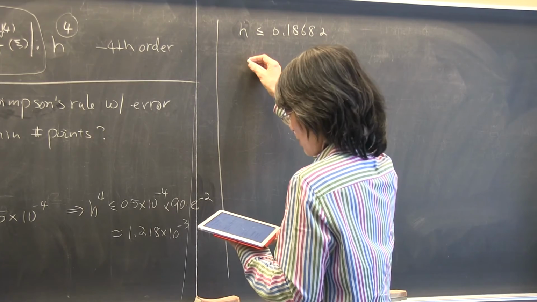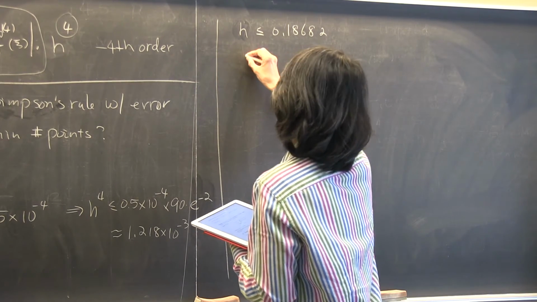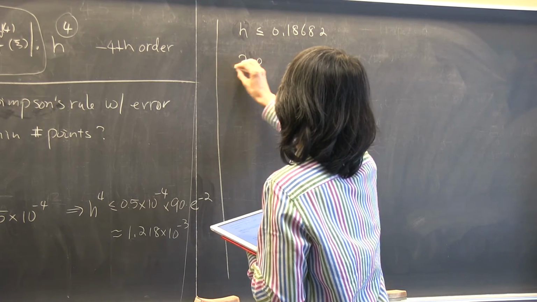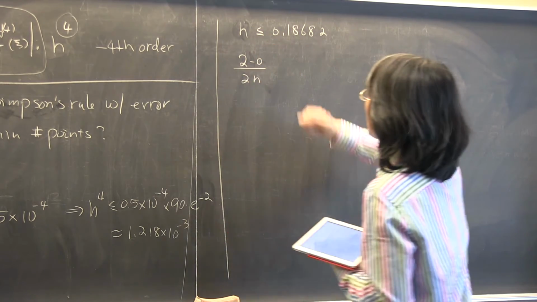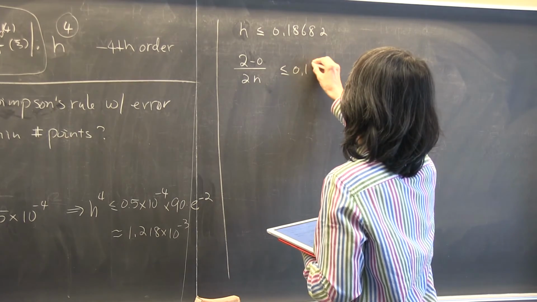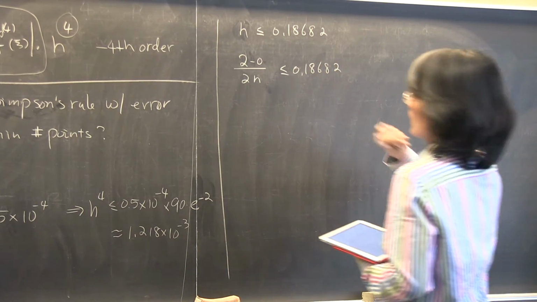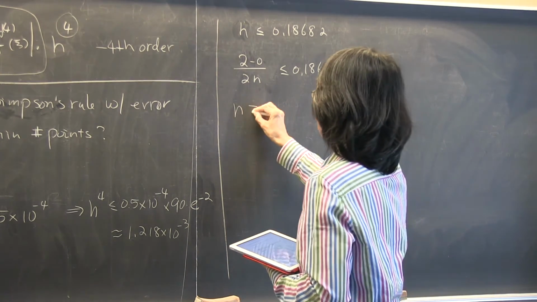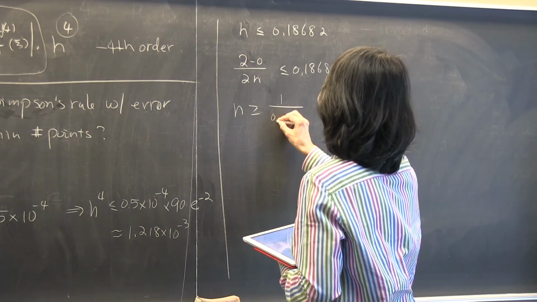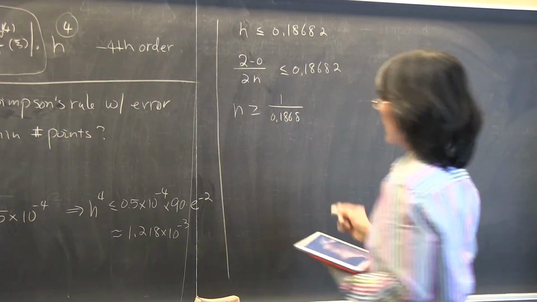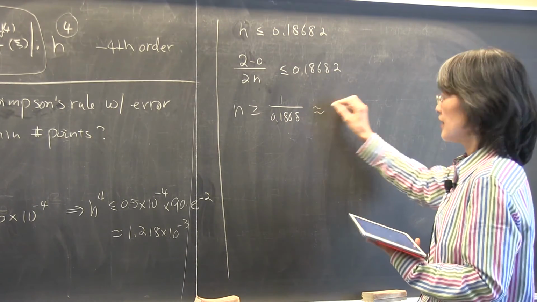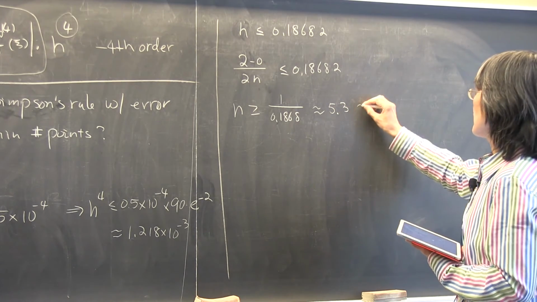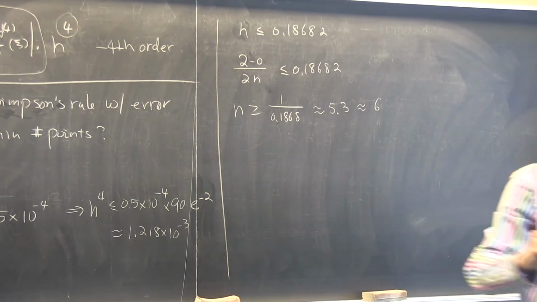So h equals b minus a over 2n, isn't it? So it's 2 minus 0 over 2n. That's my h, less than 0.18682. Okay, so that's just 1 over n, so n shall be bigger than or equal to something like that, and then you hit your calculator. This gives me something about 5.3, but I want a whole number, so I'll bump it up to 6.